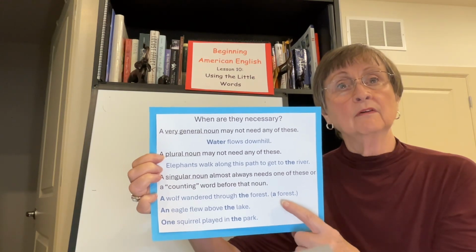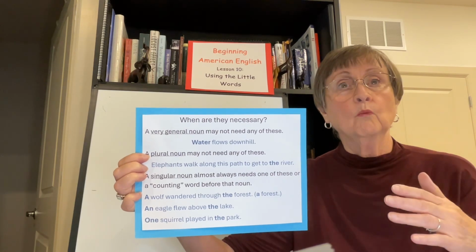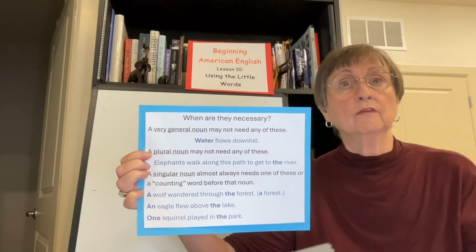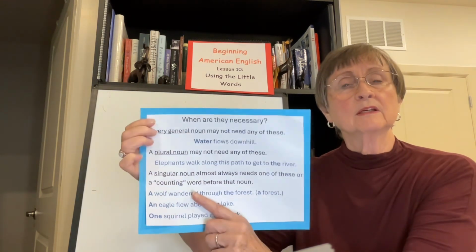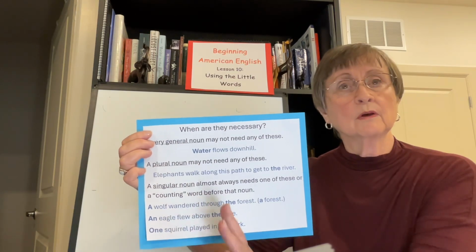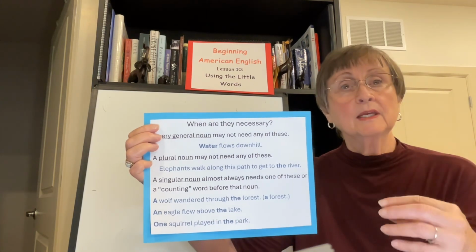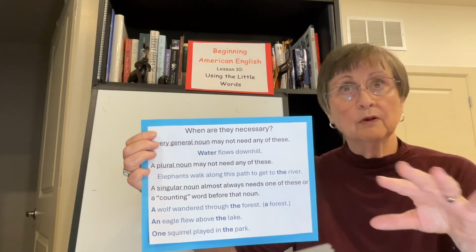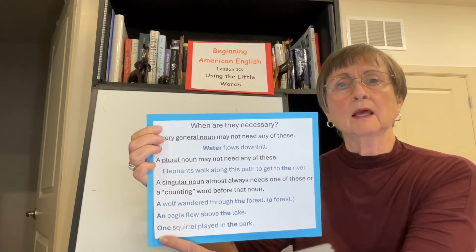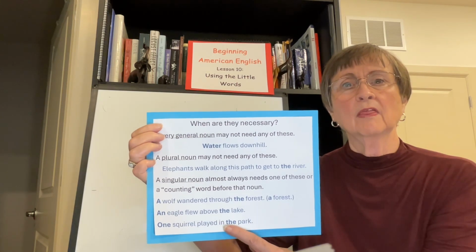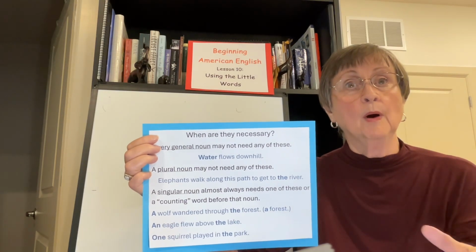I could say a forest if I'm telling a story about it. I'm not there. A wolf wandered through a forest. Nobody knows which one. Okay. An eagle, there may be several eagles in the area, but just one of those many eagles. An eagle flew above the lake. I'm thinking I'm standing beside the lake. There's no other lake I can see, so it's this particular lake. Or I can use a counter word, like one squirrel played in the park. If I'm in the park, I know which park, so I would say the park.